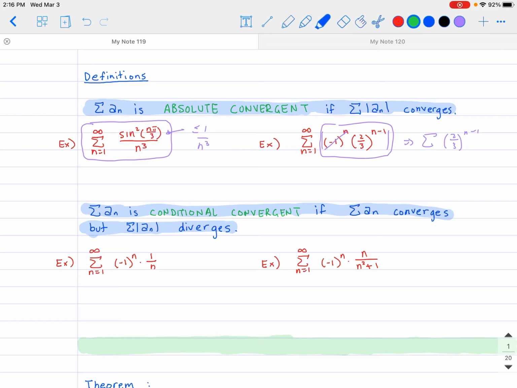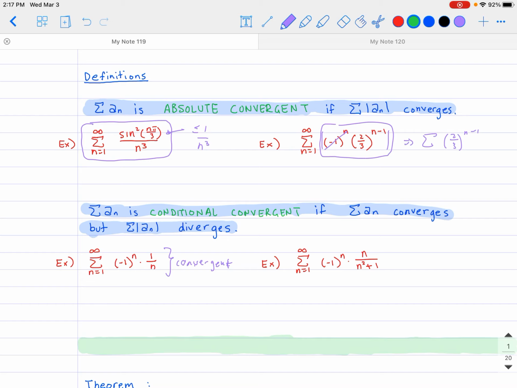In this first one, once again, we have something that's alternating. It's the alternating harmonic series. If we consider this series as is, we know that it converges, because in the last section we said that this is an alternating series. It satisfies the alternating series test because the terms are decreasing, alternating in sign, and the limit as n approaches infinity is 0. So that one is convergent.